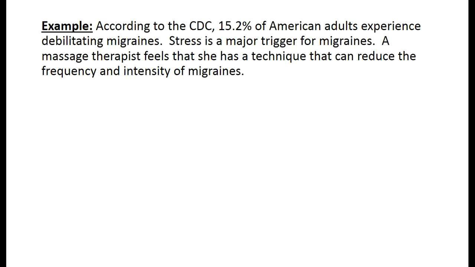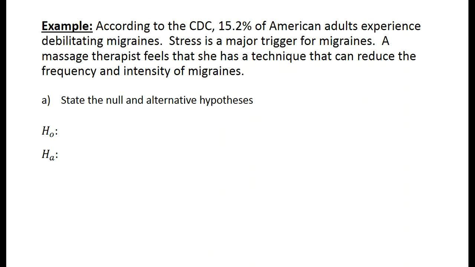One more example. According to the CDC, 15.2% of American adults experience debilitating migraines. Stress is a major trigger for migraines. A massage therapist feels that she has a technique that can reduce the frequency and intensity of migraines. Part A, state the null and alternative hypotheses. So the question again, is this a mean or is this a proportion? So because we're talking about 15.2% of Americans, we know that this is a proportion.